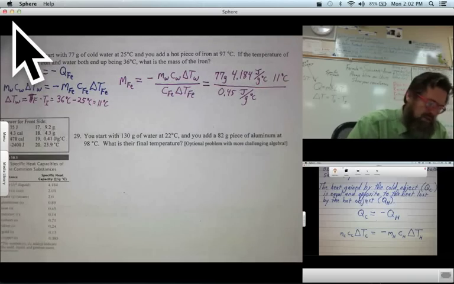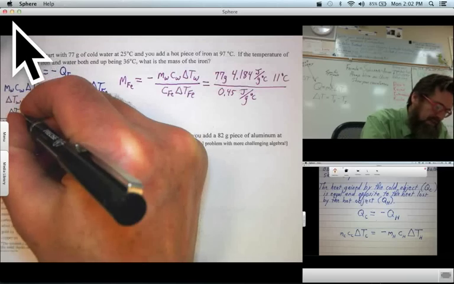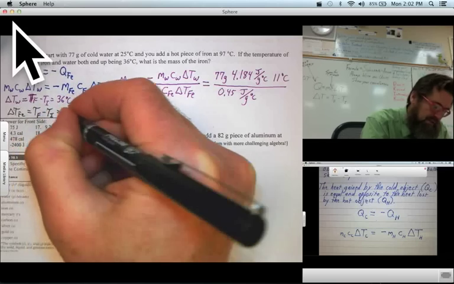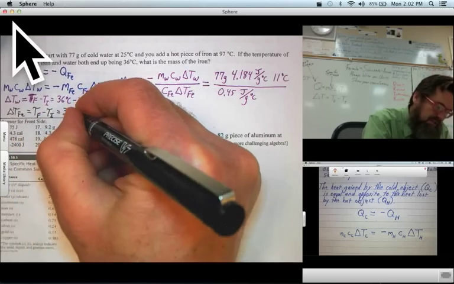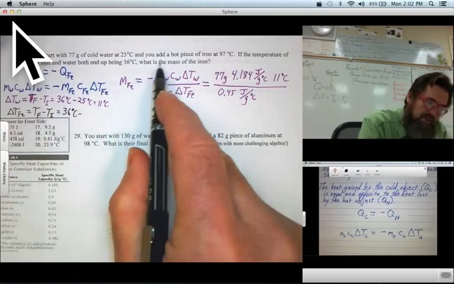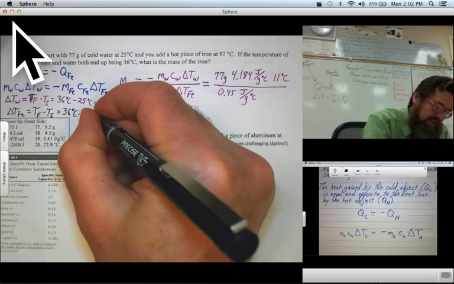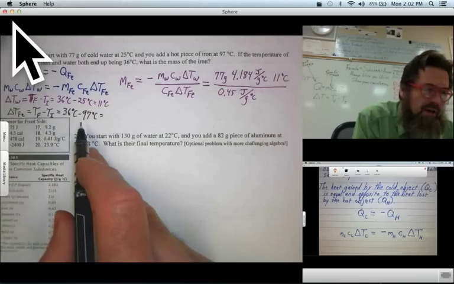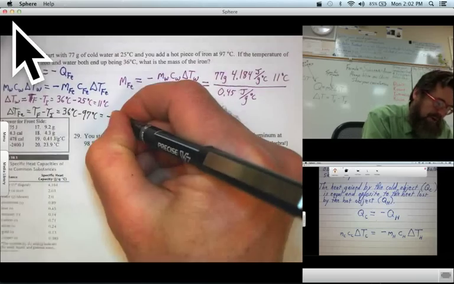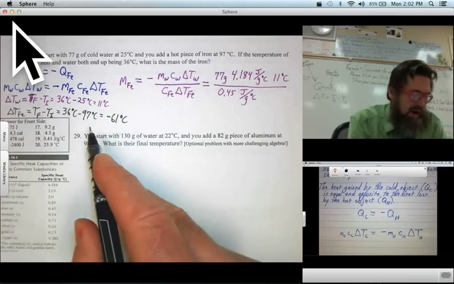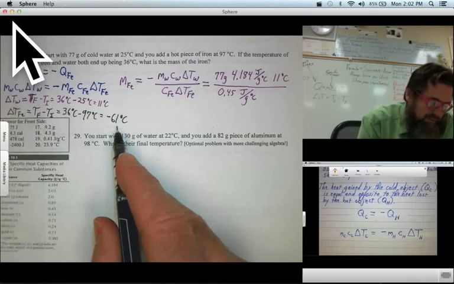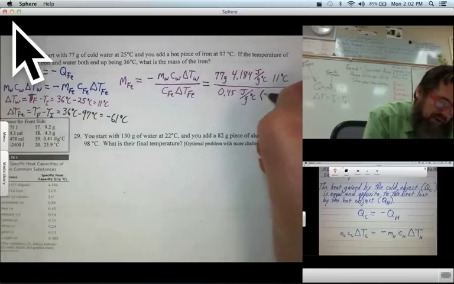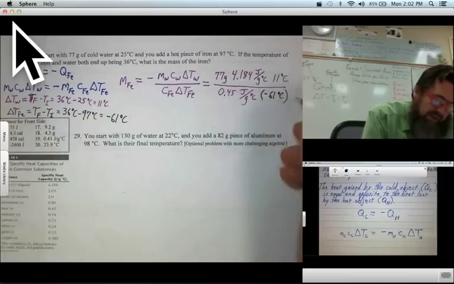Let's switch colors. Delta T of the iron equals its T final minus its T initial, equals the final temperature of the iron, of course, 36 degrees C, minus the initial temperature of the iron, which was hot, 97 degrees C, equals, doing the math, a negative number, negative 61 degrees C. Negative makes sense because the iron got cooler. It lost some heat. So that is our delta T for the iron. So we substitute in. I like to write negative numbers in parentheses to make it clear we are multiplying.